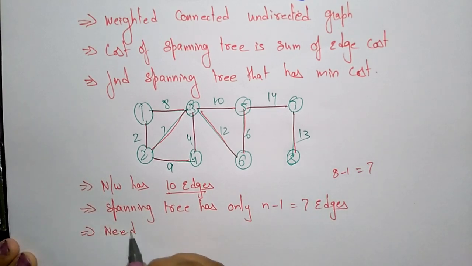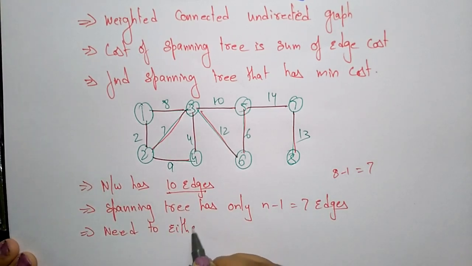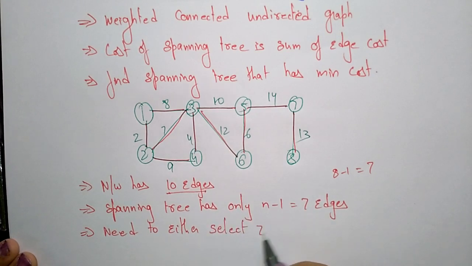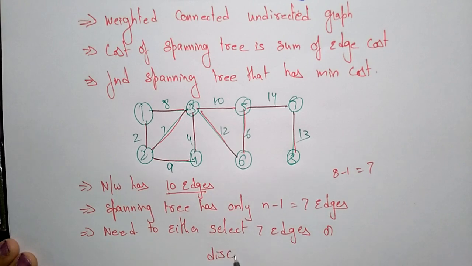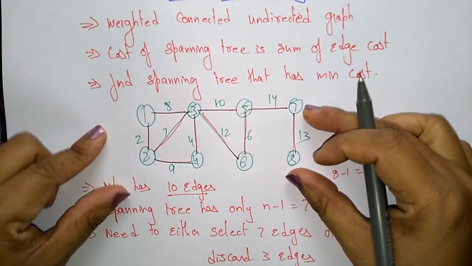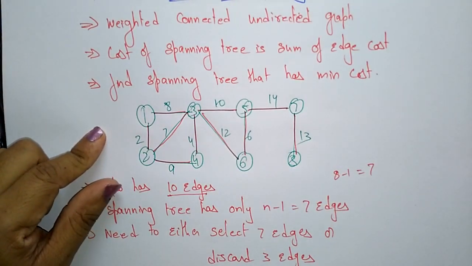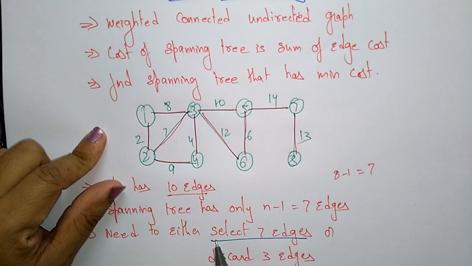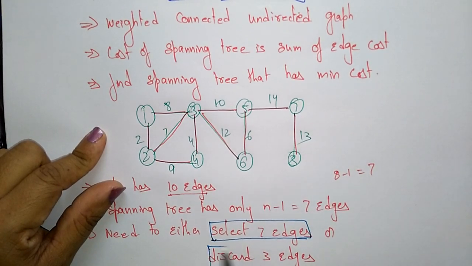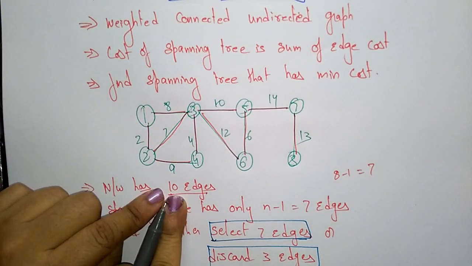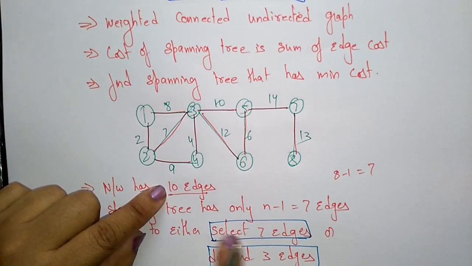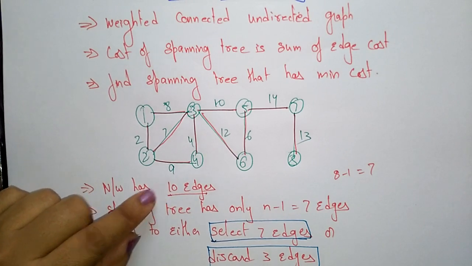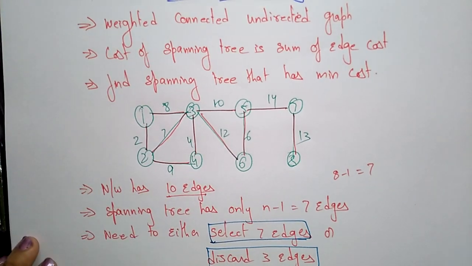And you need to either select 7 edges or discard 3 edges. So to make this a minimum spanning tree, you have to select 7 edges or discard 3 edges. In these 10 edges, just select the 7 edges or else simply discard the 3 edges. Means you can select or you can discard.